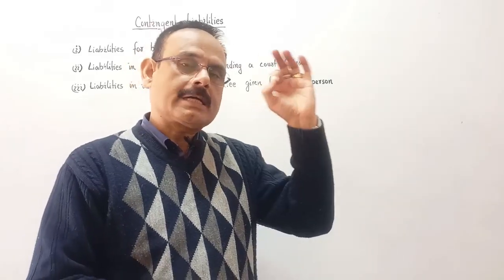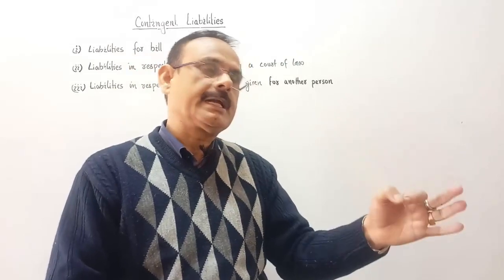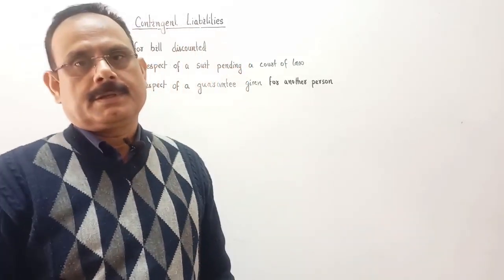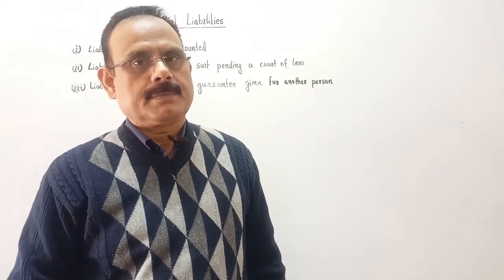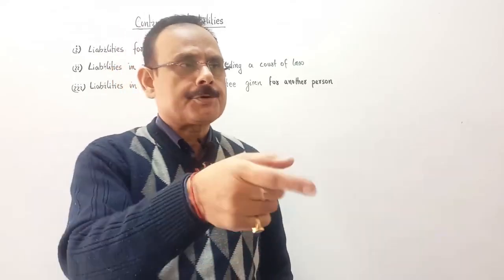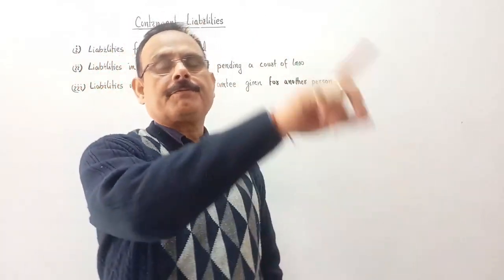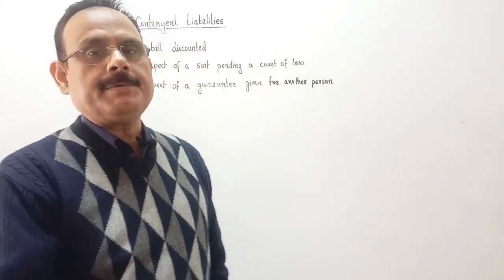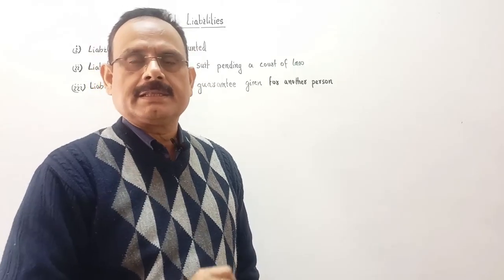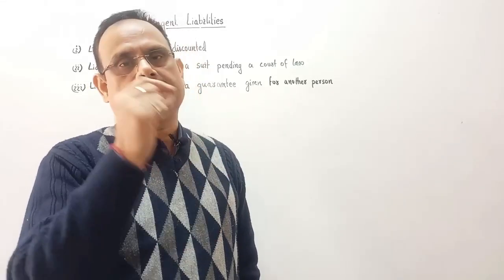So liability for bill discounted and liability for the endorsement of the bill is a contingent liability from the drawer's point of view. It may be a liability or it may not be a liability. If the drawee pays the amount, then it's not a liability. But if the drawee fails to pay the amount, then it becomes a liability. So this information is shown by the business in their financial statement just below the balance sheet.